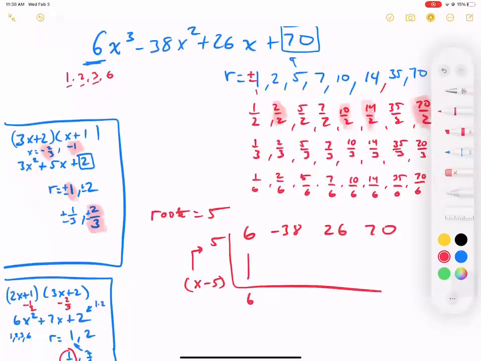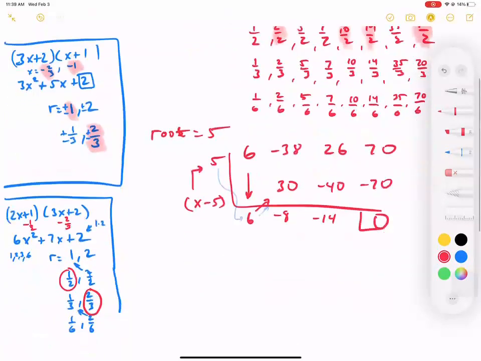6, bring down the 6, first one's free on me. Multiplying up by 5, that's going to be 30. Remember, we always multiply to go up. Negative 38 plus 30 is negative 8. Multiply up, becomes negative 40. This is negative 14. Multiply up, 5 times 14 is 50 plus 20 is 70. Negative 70. Winner, winner, chicken dinner. All right. Okay, easy peasy. Let's rewrite this problem.